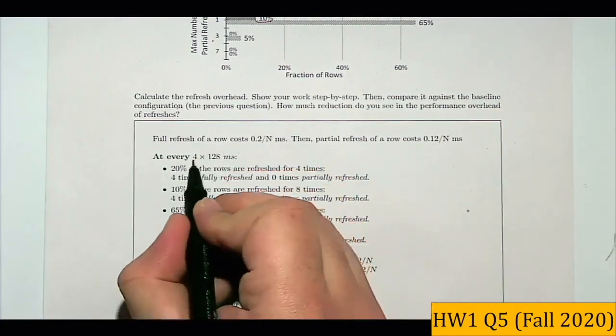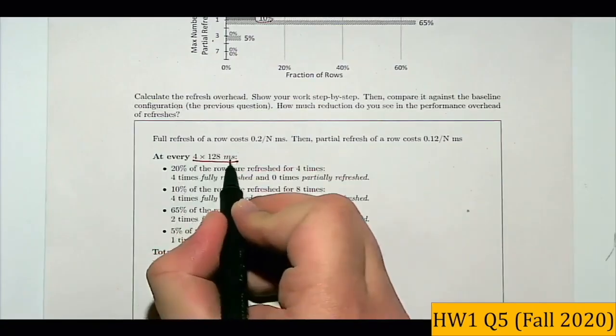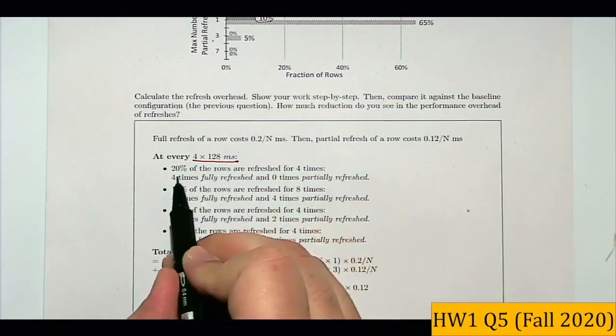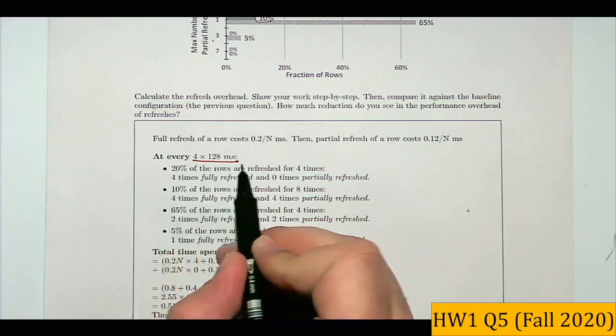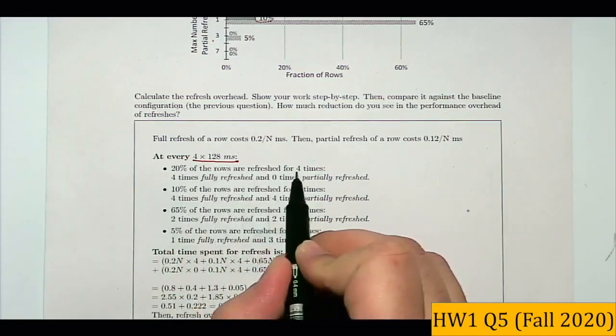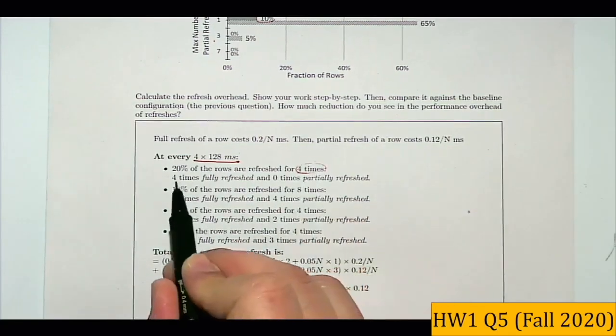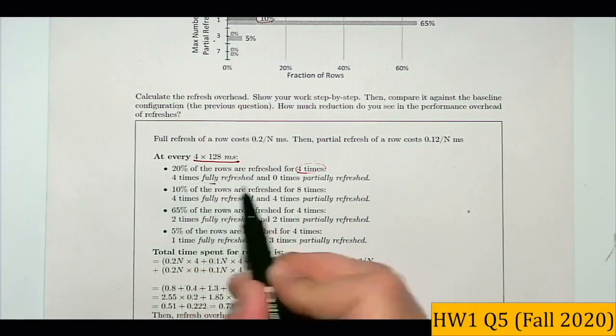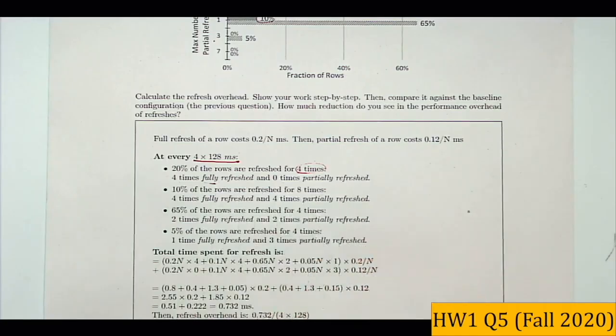so you can choose whatever value you want here. I just choose 4 times 128 milliseconds because it makes the calculation much easier. You can go for another value. It's up to you. And you can see that for every 20% of the rows, we refresh this 4 times. And then these 4 refreshes, all of them are full refreshes, and none of them are partial refreshes.